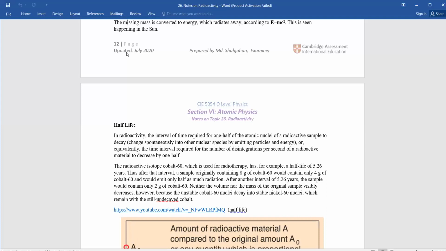Is it clear? Kinda. Okay, sir, wait. Like, why does it give out radiation? Why is it changing the mass? Like, why is it becoming half?